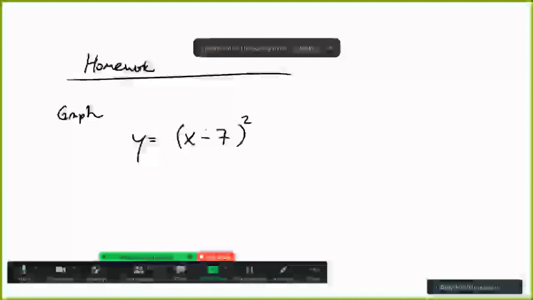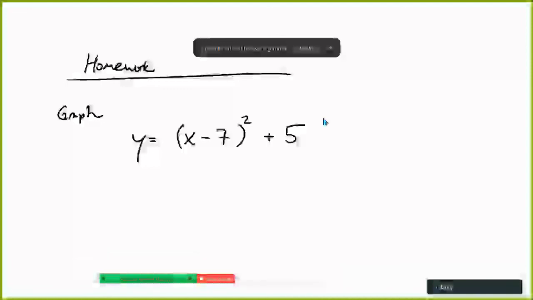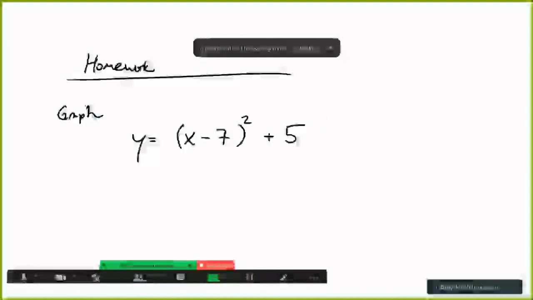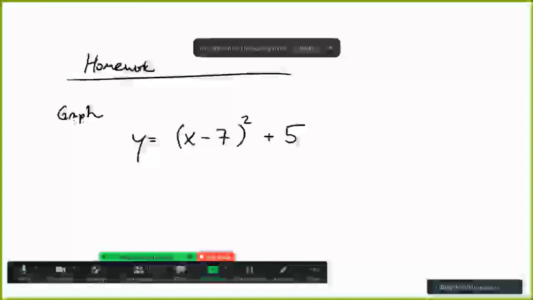Y is equal to (x - 7)² + 5. Try graphing this using vertex form, translating it instead of doing all the different calculations. But if you can't do it based on this very short lesson we had today, that's okay. Don't feel bad, but just give it a shot and just add this one homework problem on to the other 3 from Tuesday.